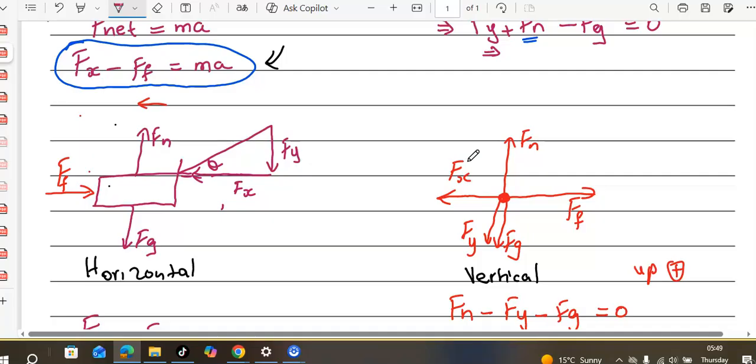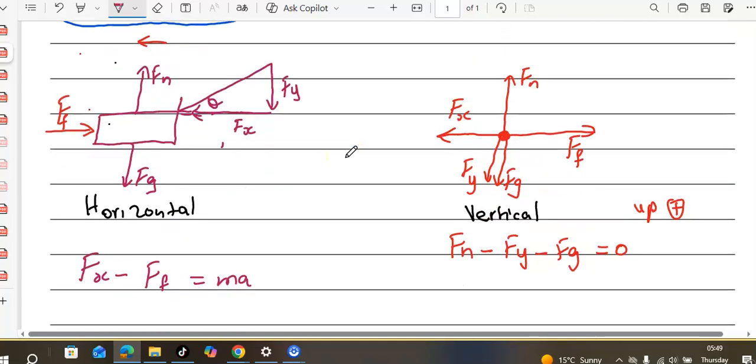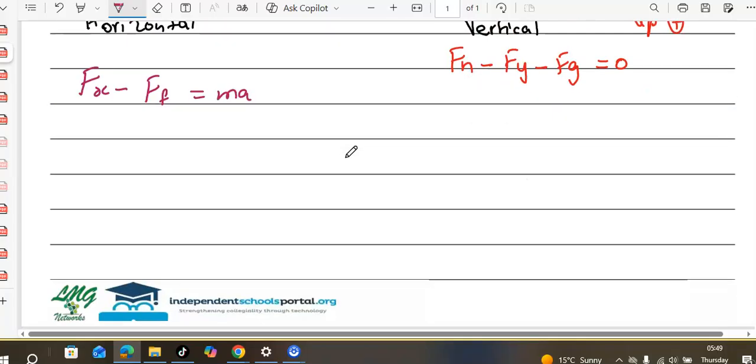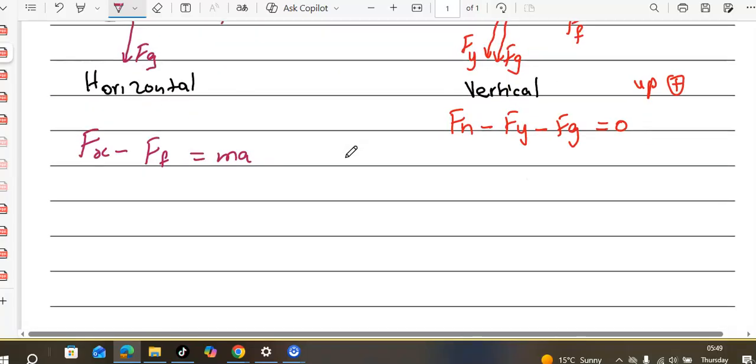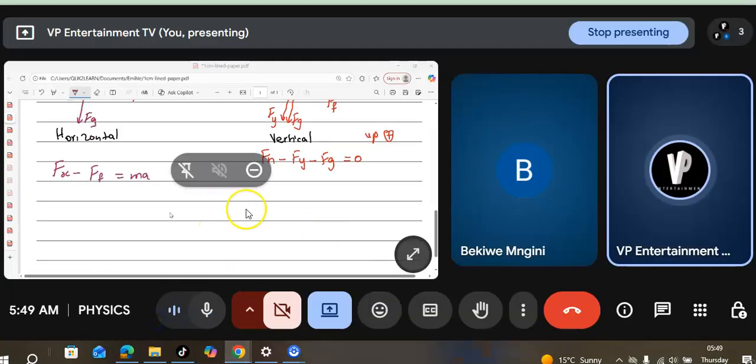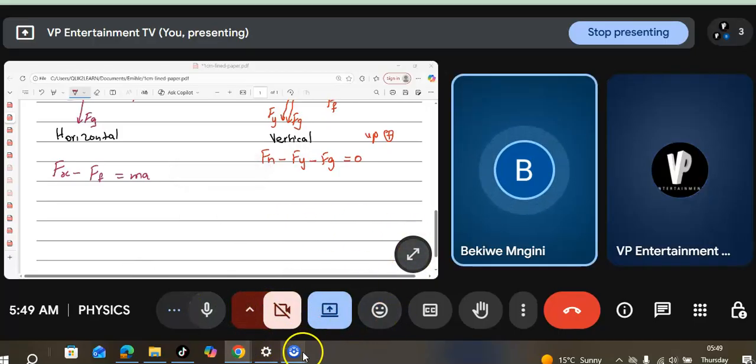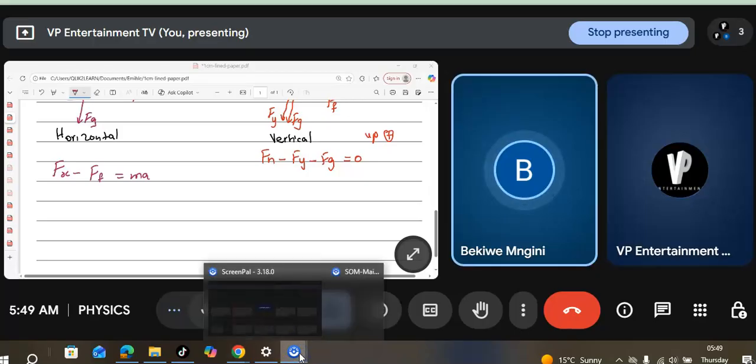Okay, and that's for the horizontal. You're going to see when we work on examples how you are going to use this information to answer our questions. So tell me, based on the forces that we worked on, do you have any questions? Because in order for you to understand Newton's law, you need to understand whatever we are currently talking about in this 10 minute lesson. You understand? 100%. Okay, good.